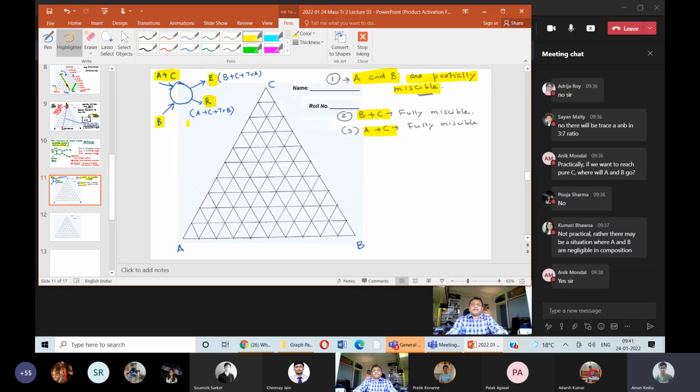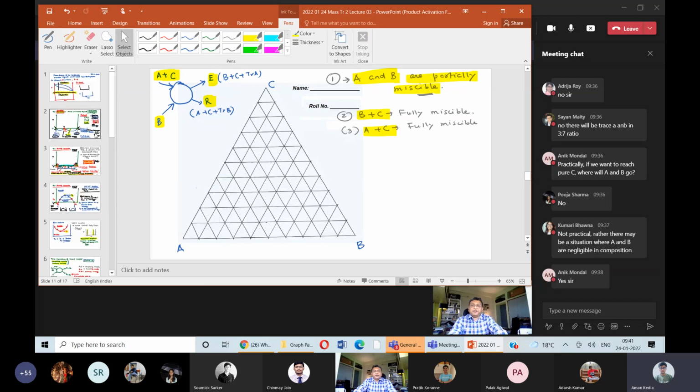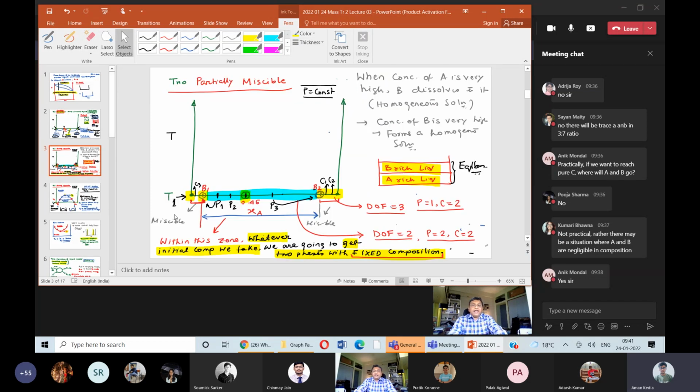I would like to draw your attention to this plot. When we talked about A and B to be partially miscible, what extra thing did we have? Tanmay had a doubt, others please do not make the mistake: in the triangular plot we are drawing, the temperature is constant. From a TX plot to a triangular plot, we are just looking at one horizontal line, which means the temperature is constant.